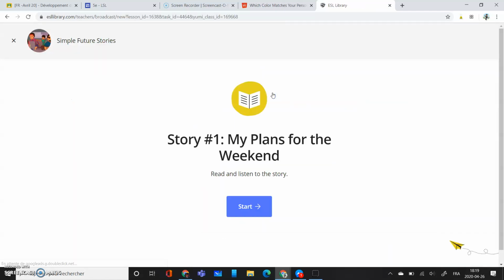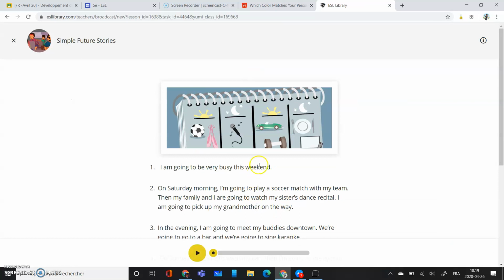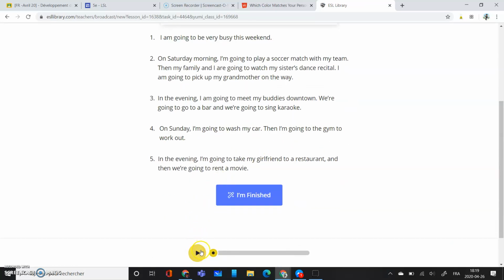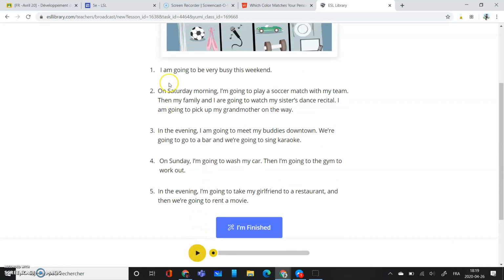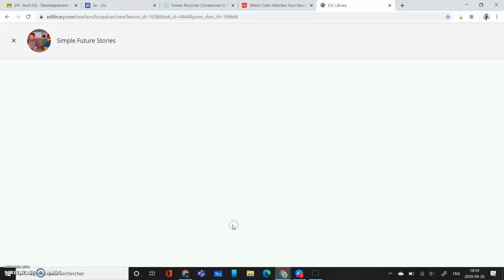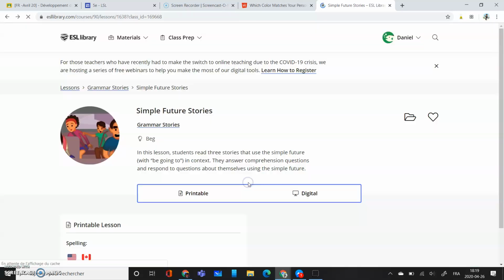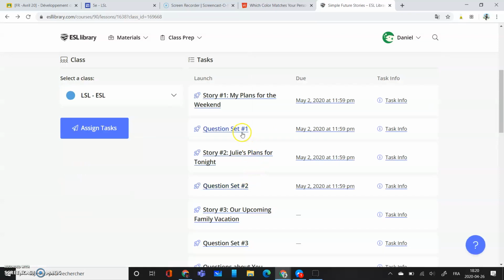When you click on one, then you're going to start reading by playing this part. So for example, I am going to be very busy this weekend. On Saturday morning, I am going to play a soccer match with my team. Then my family and I are going to watch my sister's dance recital and I'm going to pick up my grandmother on the way. All right, when you're done, you're going to click I'm finished and then you're going to go back to the lesson and do the question set.